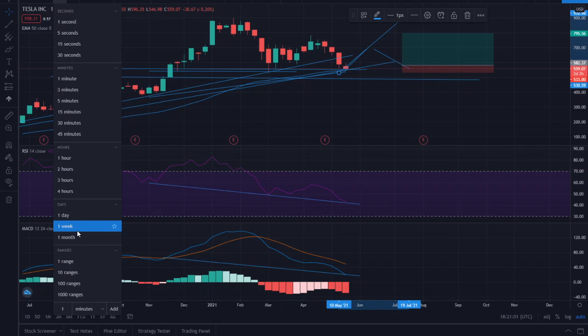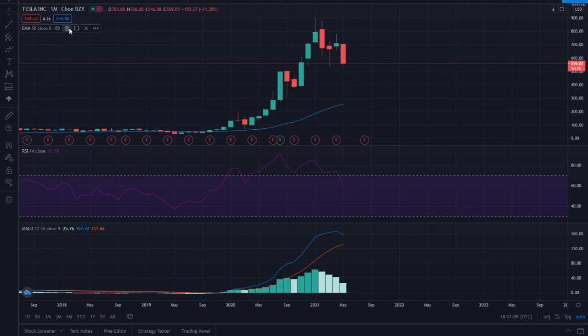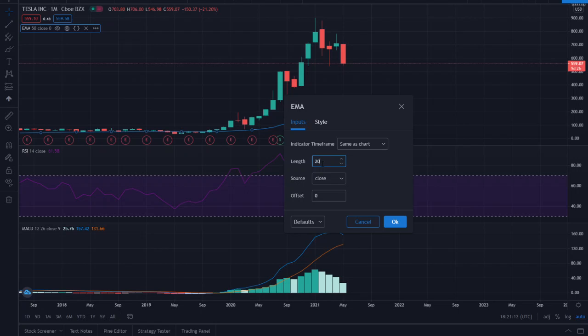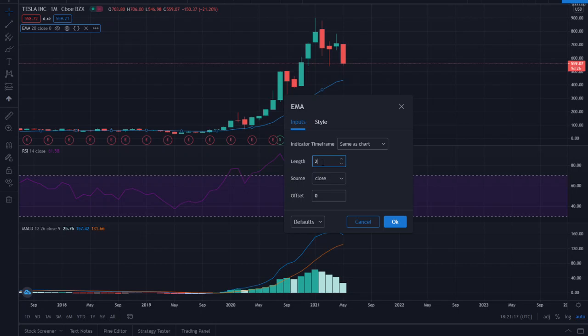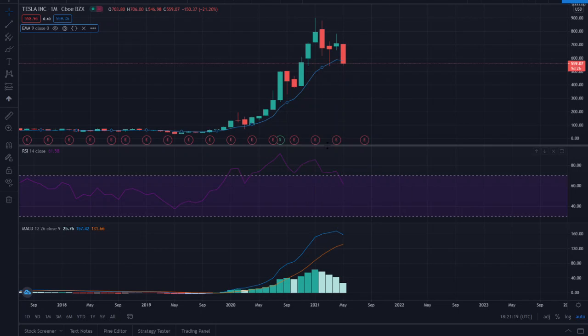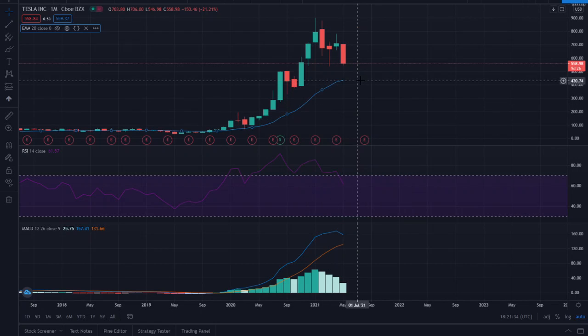If we take a look at the monthly chart, let's quickly get rid of all those things. Let's change the EMA to the 20 EMA. Let's change it to the 9 EMA. Now, we've been trading alongside the 9 EMA, and recently we've broken below it on the monthly chart, however, which means we could retest the 20 EMA on the monthly.